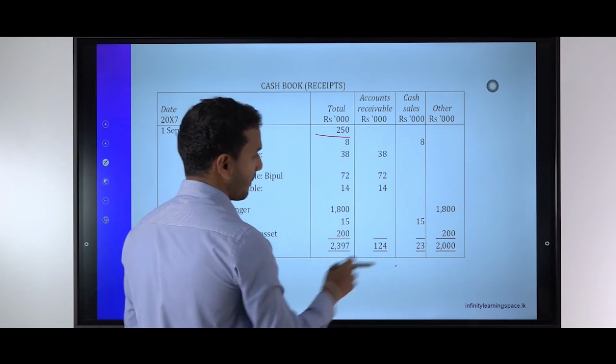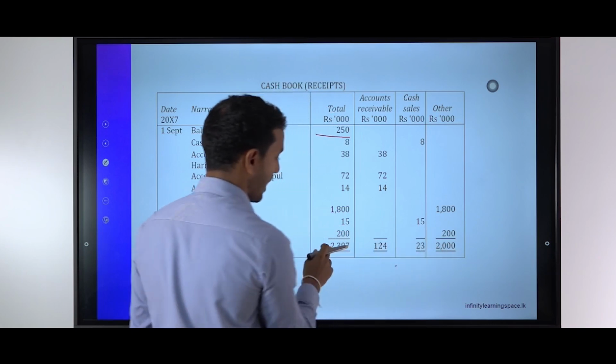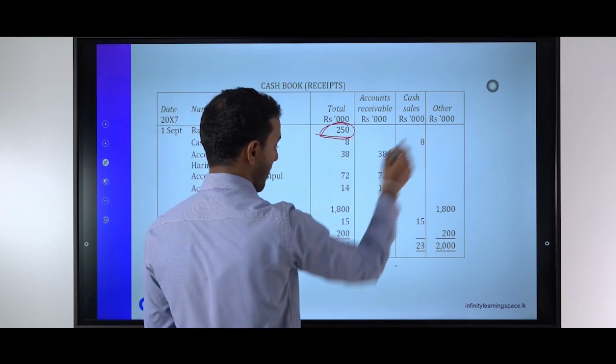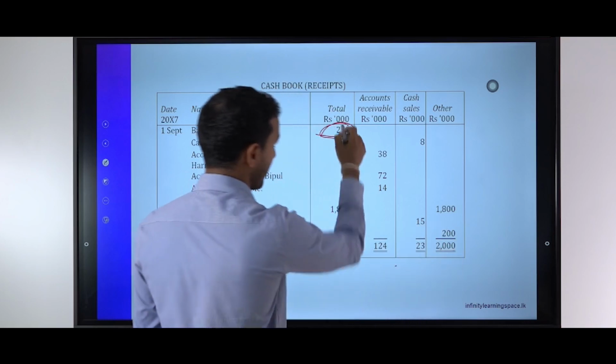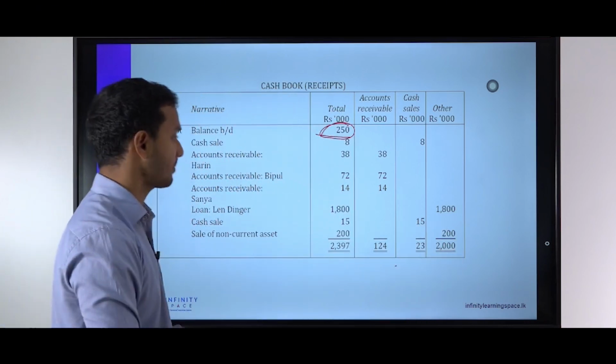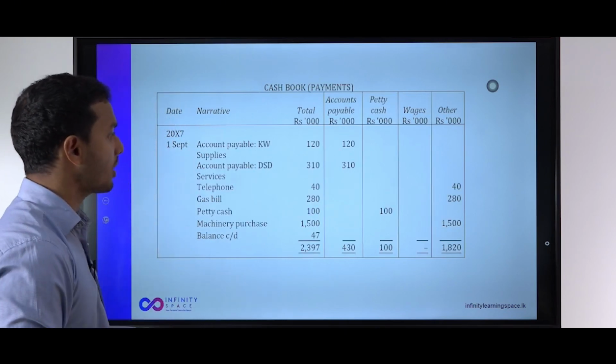2,397. When you add these three, of course, it doesn't add up to 2,397 because this opening balance is not here, right? So when you add these three and the 250, you get this 2,397, right?